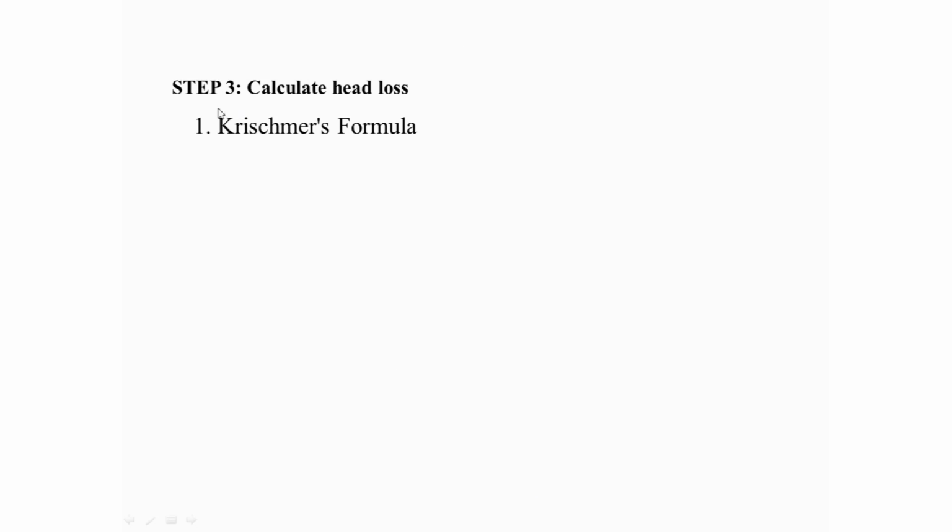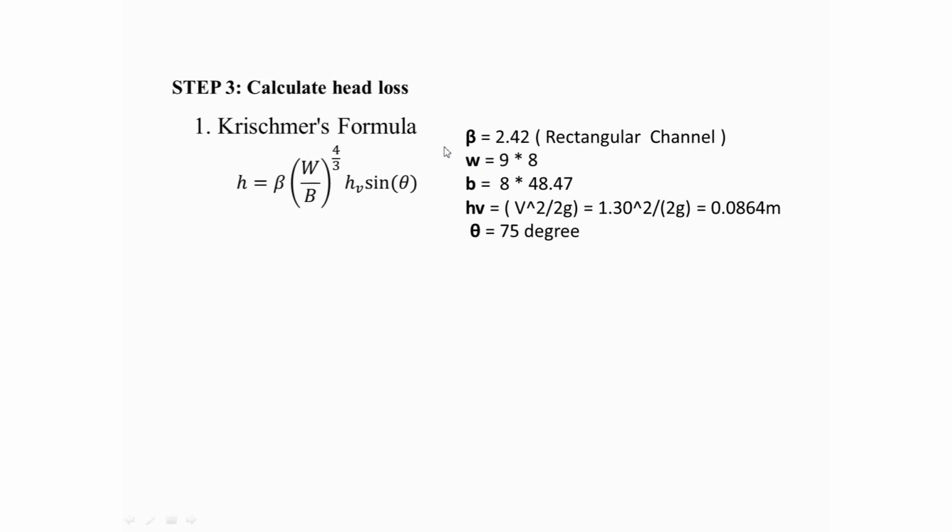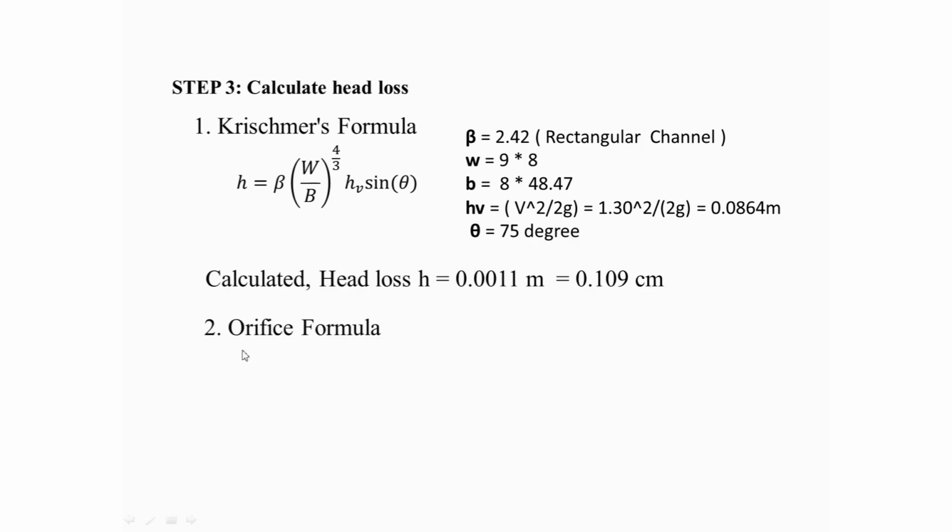In step 3 we calculate the head loss, first by using the Kirschmer formula. The Kirschmer formula is shown on the screen. Beta is taken as 2.42, which is for a rectangular channel. The approach velocity head hv is 0.0864 meter, and the angle of inclination is 75 degrees, which is assumed. By this formula the head loss is calculated to be 0.109 centimeters.